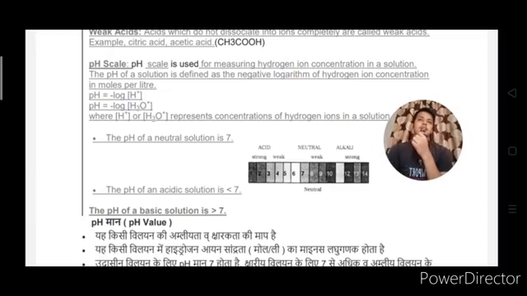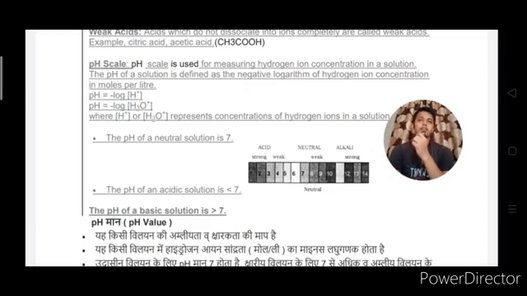The pH scale was introduced by a scientist named S.P.L. Sorensen. It was mathematically expressed, and I have written the mathematical expression here. pH is equal to minus log to the base 10 of H plus, so pH = -log[H+]. The bracket means concentration, so that is the H plus concentration.